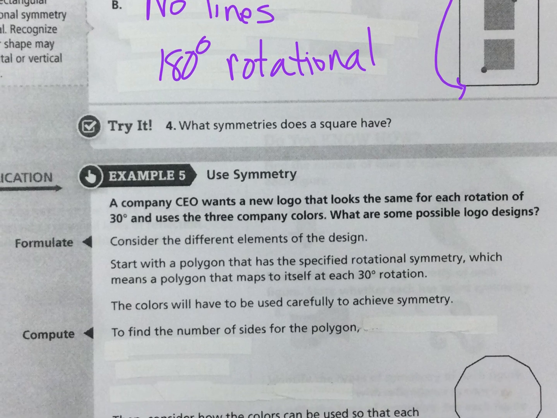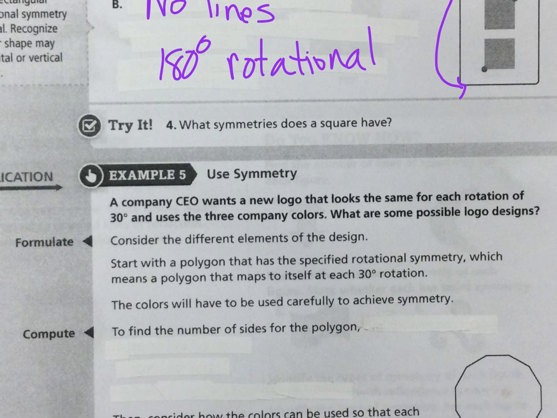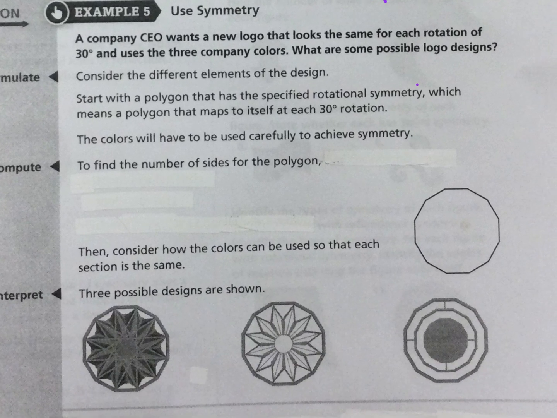All right, so this says, what symmetries does a square have? Well, it would have 4 lines of symmetry. And of course, it would have 90, 180, and 270. And in class, I'll show that to you if you need me to. Let's see, we are going to skip that one. And that's it.